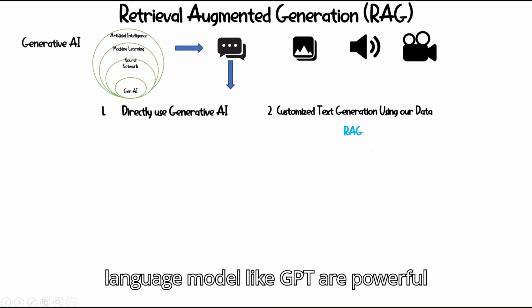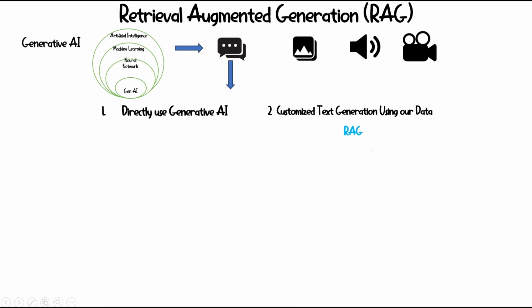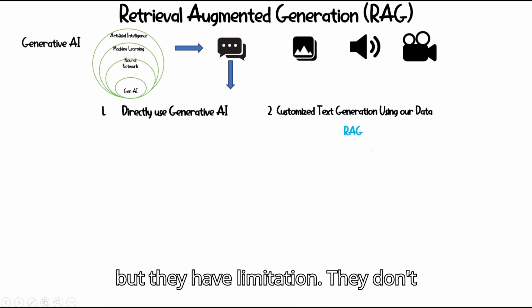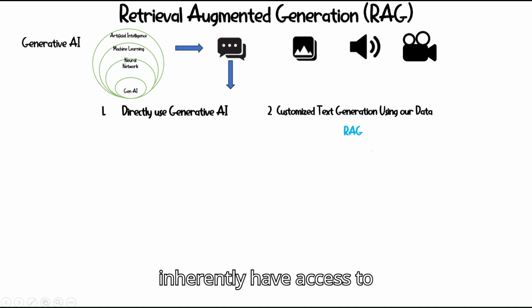Large language models like GPT are powerful, but they have limitations. They don't inherently have access to our specific data, such as private documents or internal databases, to customize answers to questions. We resolve this issue with RAG.